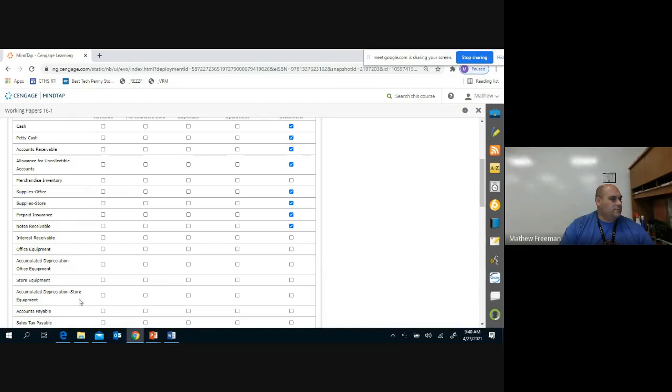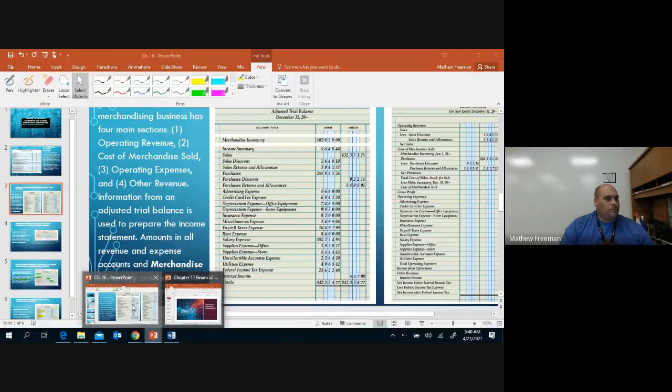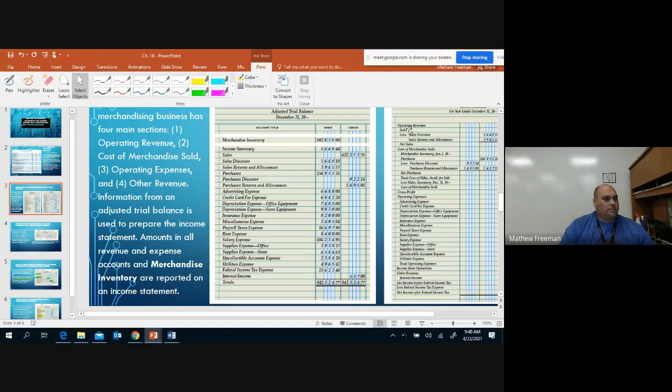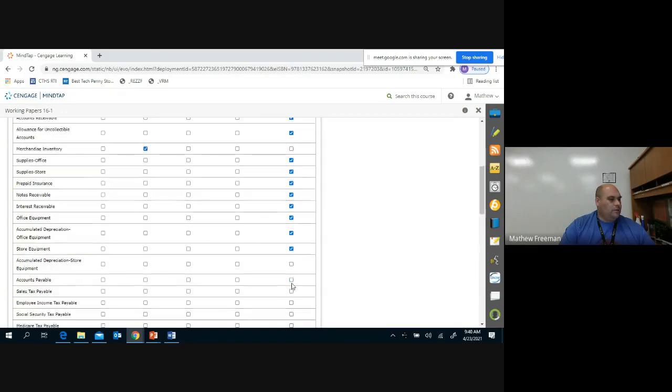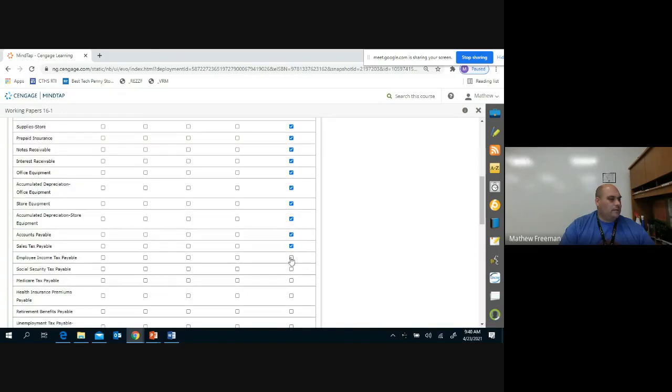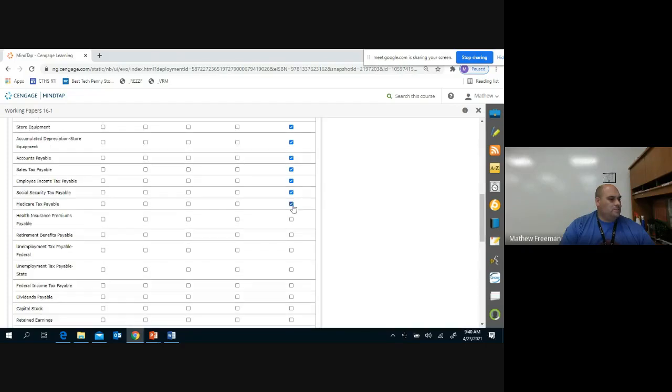So merchandise inventory, if we go back and look at our slide real quick, we have our net sales, so operating revenue, then cost of merchandise sold. That's going to be cost of merchandise sold since it's right here under, less merchandise inventory. So merchandise inventory is a cost of merchandise sold. Let's go ahead and mark that. And so equipment, we don't need. All these right here, we don't need. These are all part of doing the adjustments. So now we're set for a trial balance.